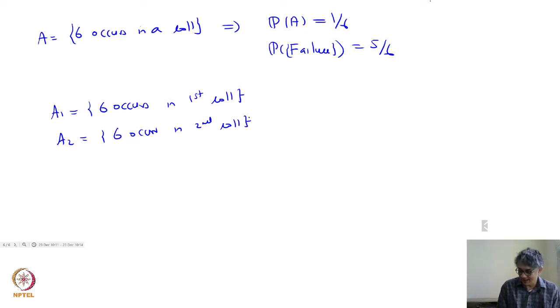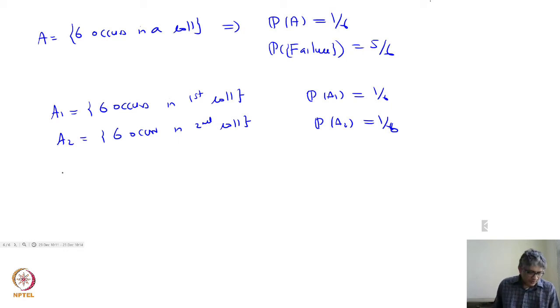And what am I interested in? I'm interested in 6 occurring in only one row. Right? So now, I already know the probability of A1 is 1/6. Probability of A2 is also 1/6. I know that for sure, because each row is independent and just considers only one row.